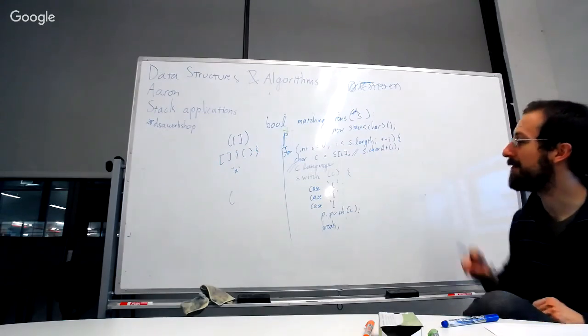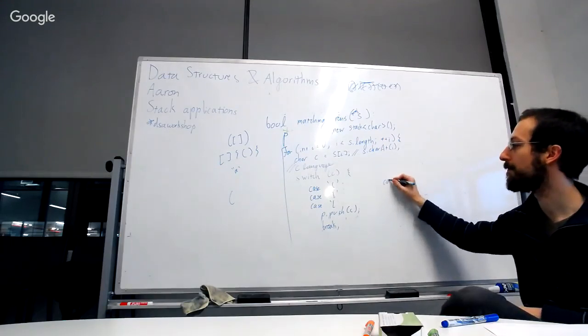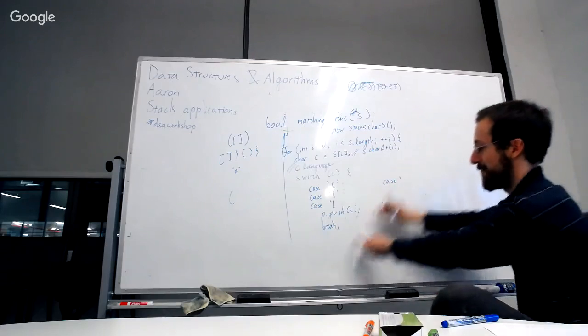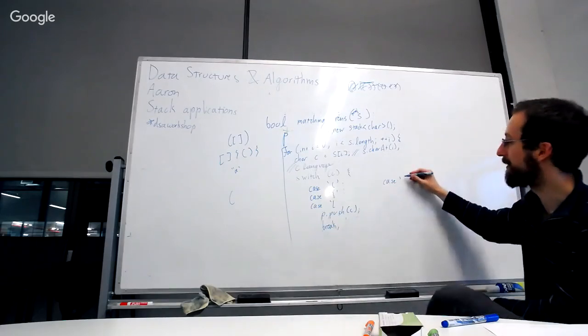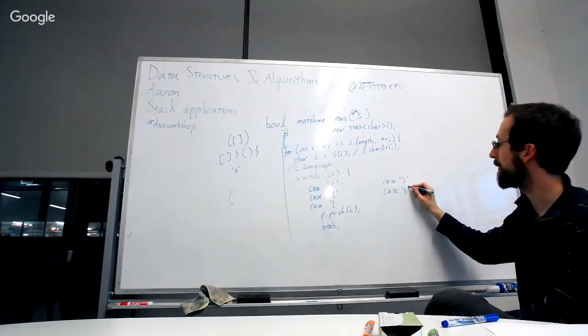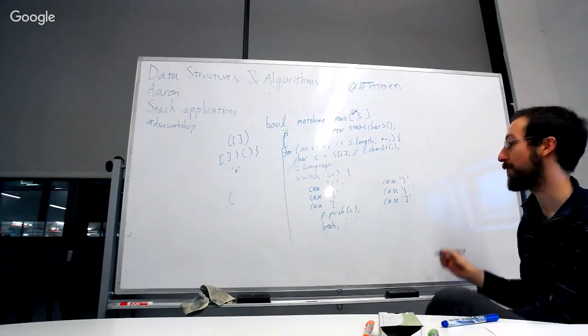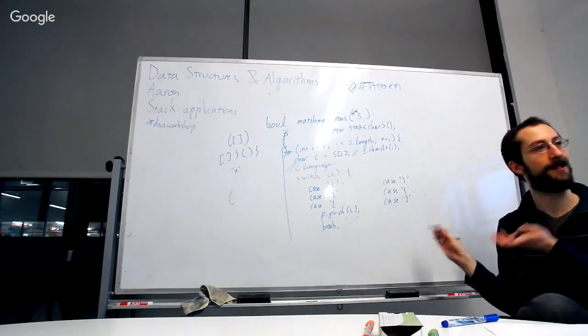So what other cases might we want to consider? What other values of C do we care about? Yeah. So here, of course, I'm really putting effort. So yeah, the closing characters. Here they are. And what should we do in these cases?